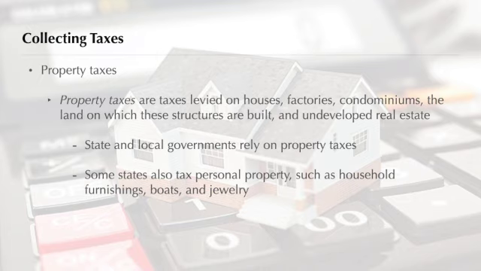State and local governments also rely on property taxes. Most property taxes apply to houses, factory buildings, condominiums, the land on which these structures are built, and undeveloped real estate holdings. Some states also collect taxes on personal property, such as household furnishings, boats, and jewelry. Local governments rely on property taxes to finance needs such as education, police and fire protection, and sanitation.